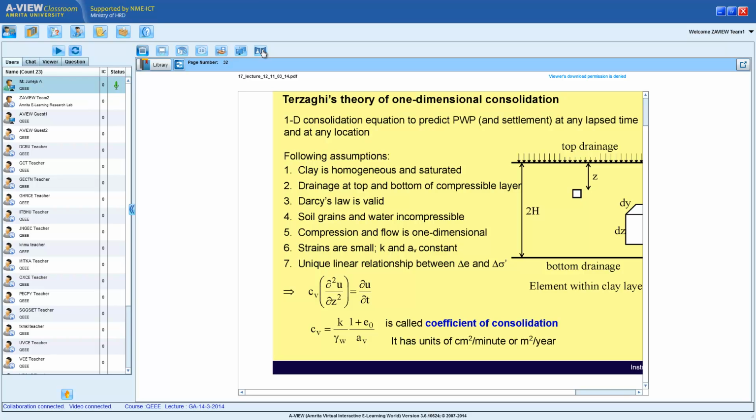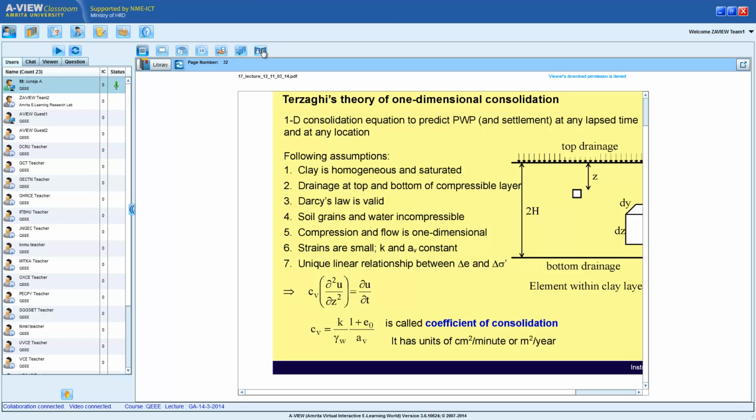That is the solution to Terzaghi's equation, where CV is again a new term coming in. I would like you to get your paper and pen out and write down what is CV. CV is the coefficient of consolidation. It should have dimensions of meter square per year, or meter square can be either centimeter square per second or per minute. So that is the usual dimension or the units it has.